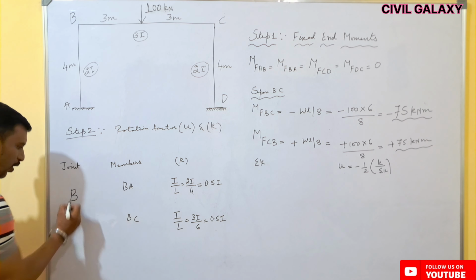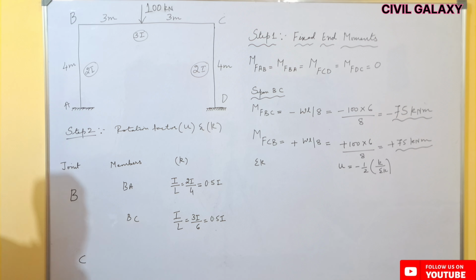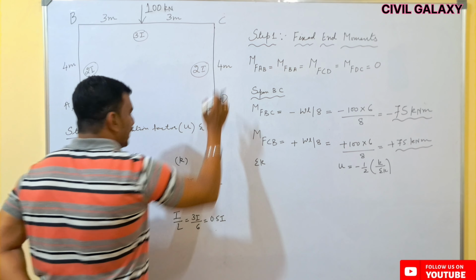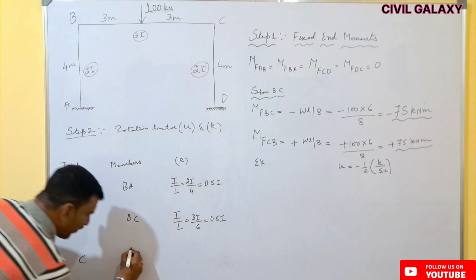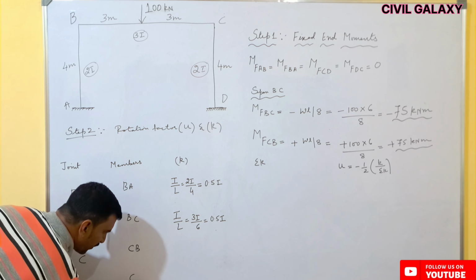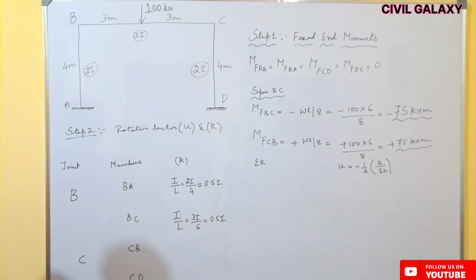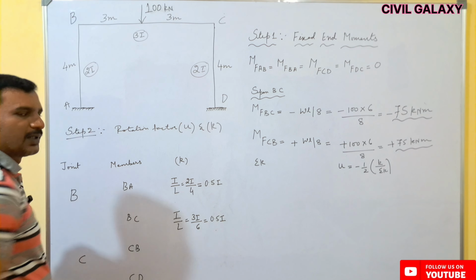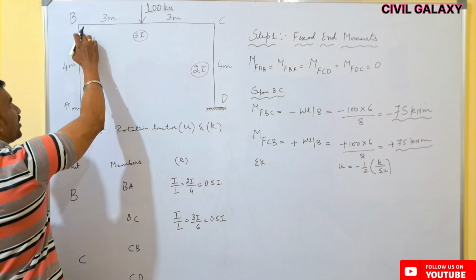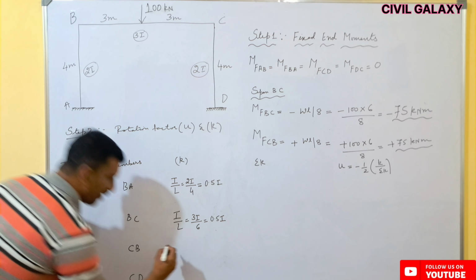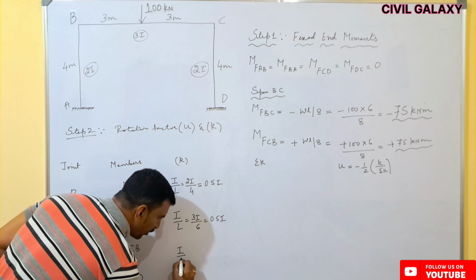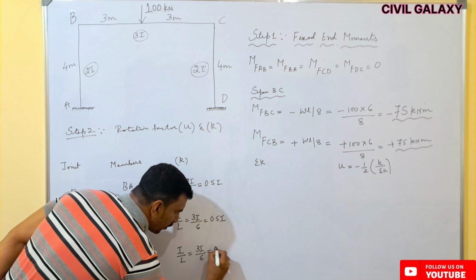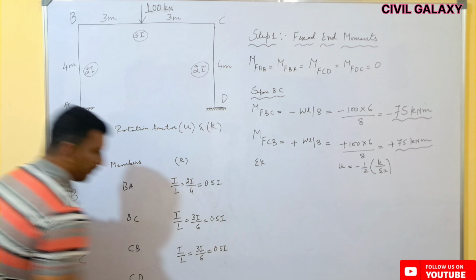Similarly for joint C, C is connecting a member from C to B as well as from C to D. So here we have two members, that is C to B as well as C to D. C is the near end here and B is the far end here. Since the far end is an intermediate support, considered a fixed support, the stiffness will be equal to I upon L. So here it is 3I upon 6, which is equal to 0.5 I.